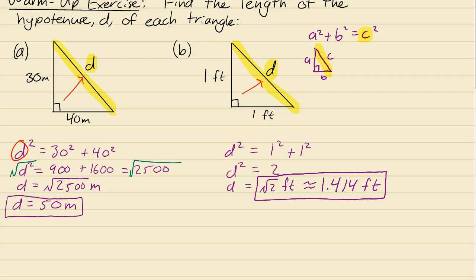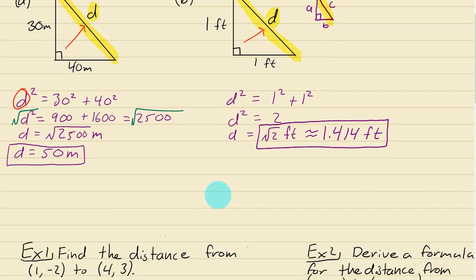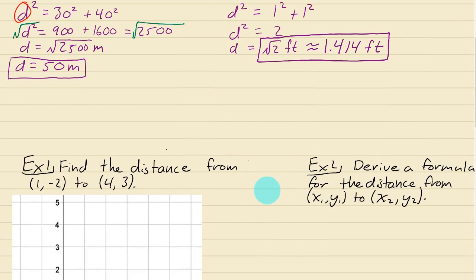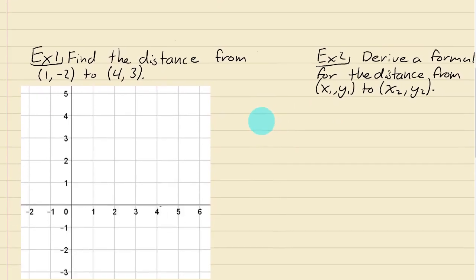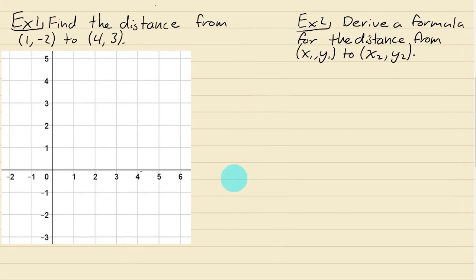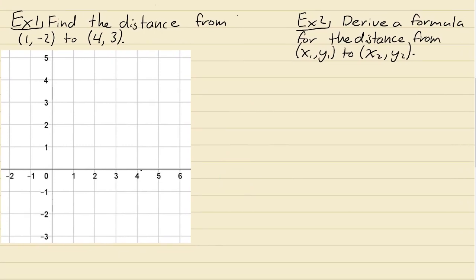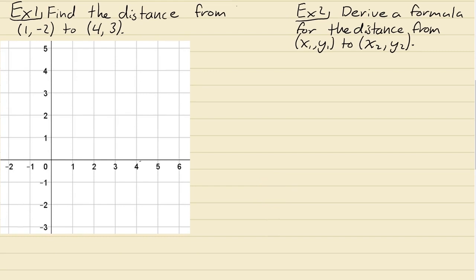So let's use that concept now, the same sort of approach, to figure out the distance between some points. Because as we're going to see, the distance between points we can think of as the hypotenuse of a right triangle, which is what we're going to see right now. So I'm going to take the point (1, -2), which is right here, and the point (4, 3), which is right here. And what we're talking about is the distance between these points. That's what I'm going to call D here.